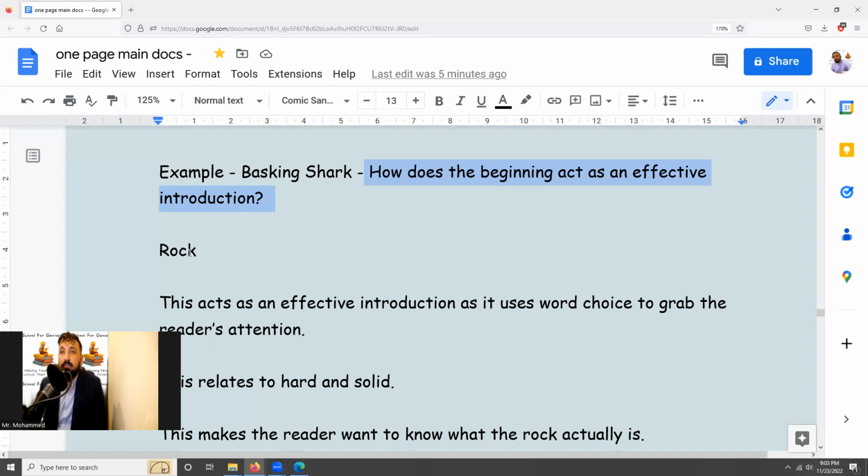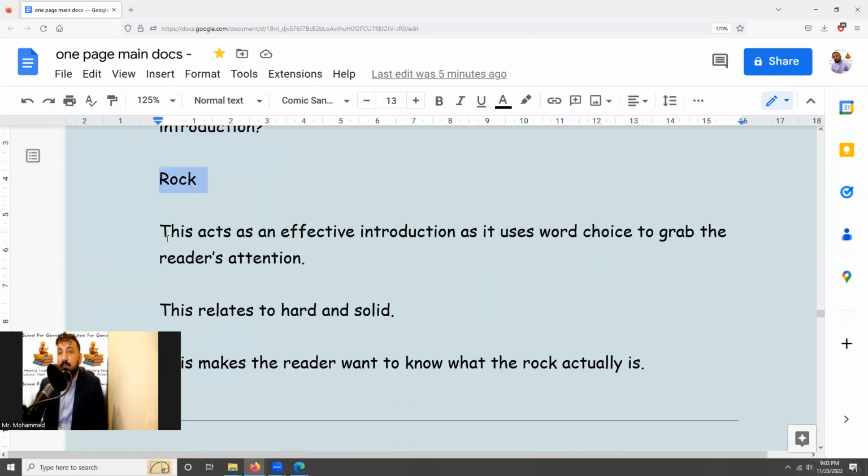Okay, so from the poem, "begins to stub an oar on a rock," and so on. So we just take the word "rock," we quote from the beginning. Again, you see how the sentence is exactly the same as in your notes now. This acts as an effective introduction as it uses word choice to grab the reader's attention. Okay, so it uses word choice. Again, that's the technique. To grab the reader's attention, that's always what we want to focus on.